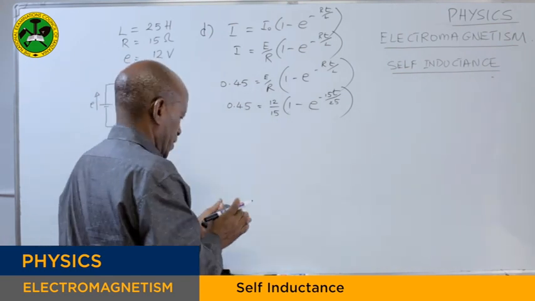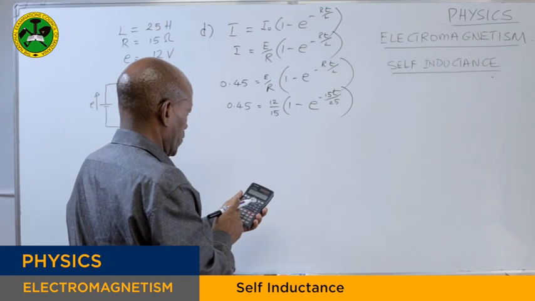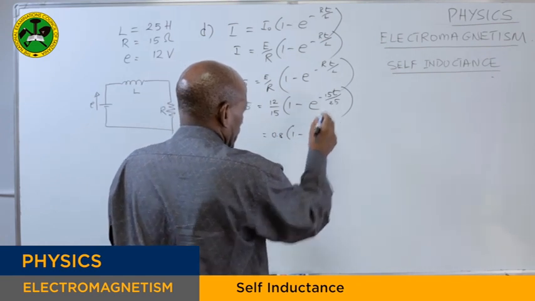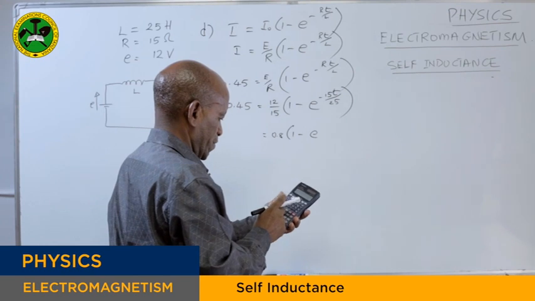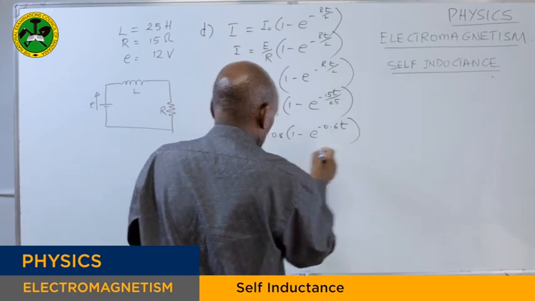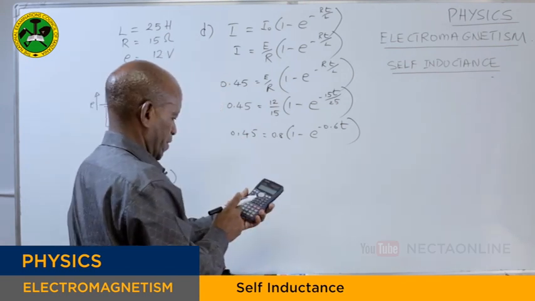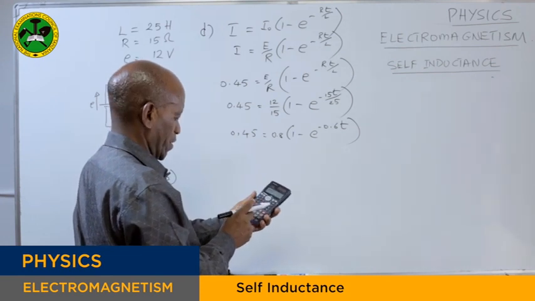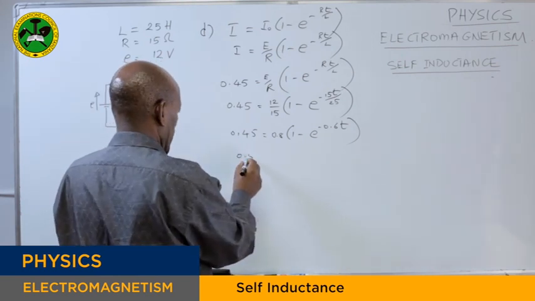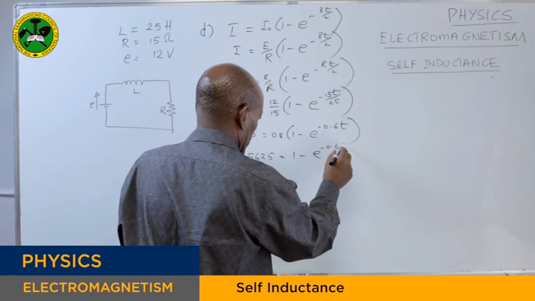As we go here, we find that this will be equal to 12 over 15, which is 0.8, into 1 minus e to the power minus 15 over 25, which is 0.6 T, and this is equal to 0.45. From there, I can take 0.45 divided by 0.8, and I'm going to get 0.5625 equal to 1 minus e to the power minus 0.6 T.